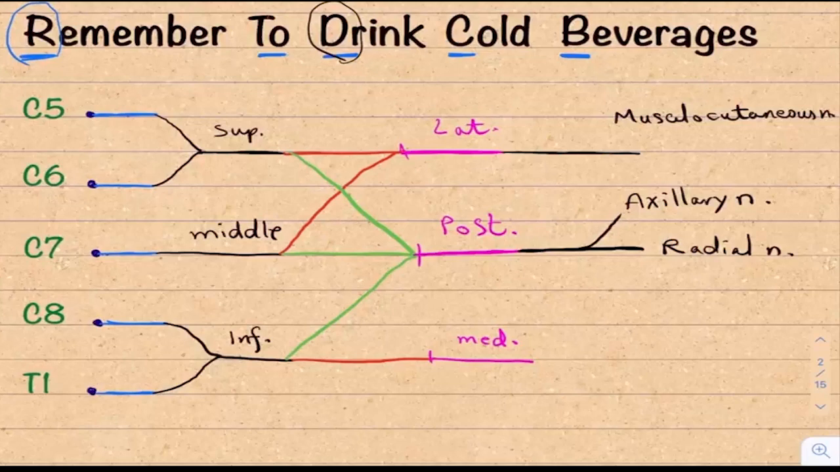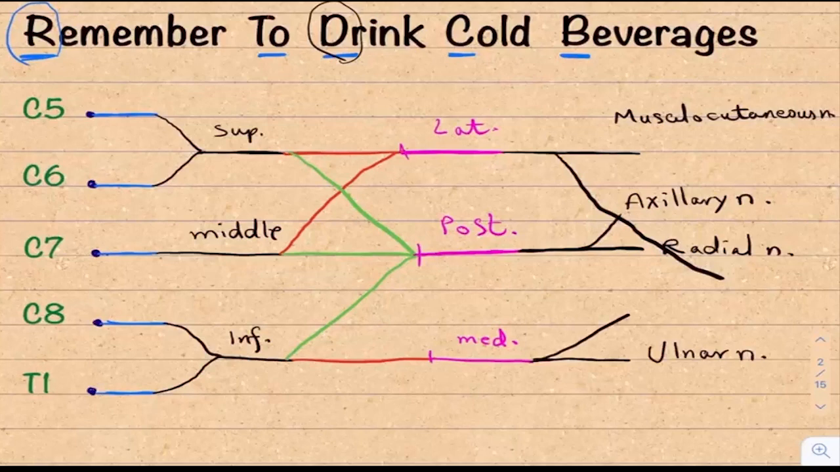And then the medial cord will continue and give rise to the ulnar nerve. And then the lateral cord and the medial cord will contribute together and form this nerve right here, which is called the median nerve.